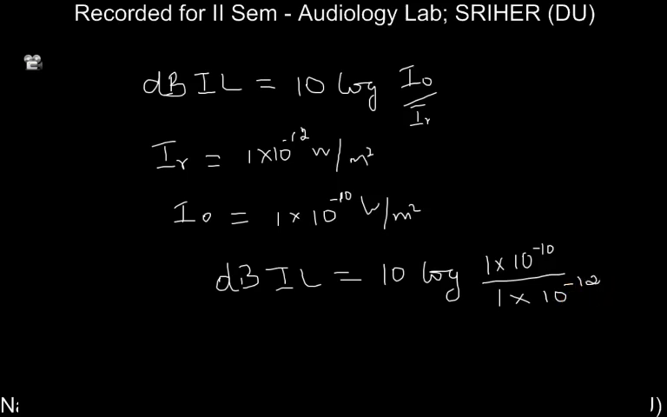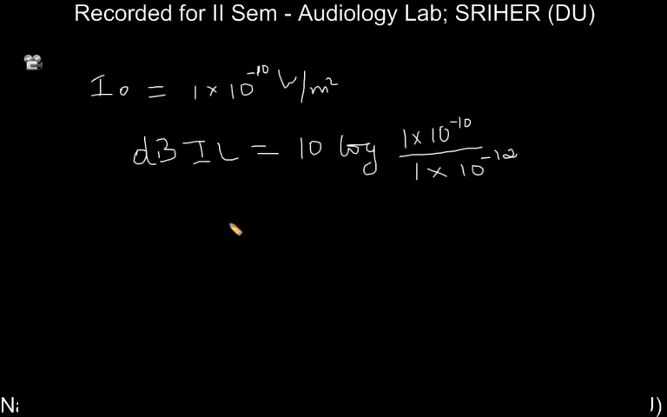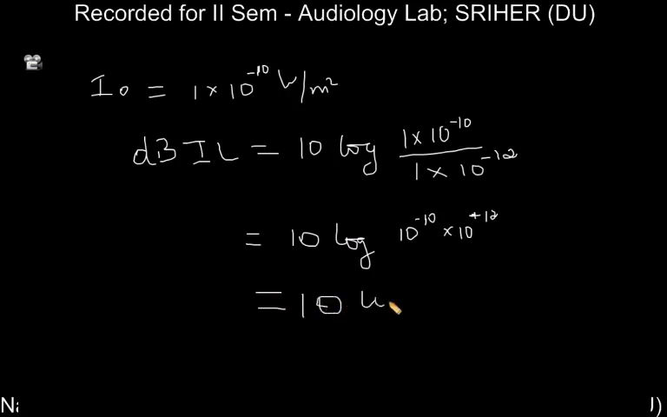So this equation will become 10 log 10 to the power minus 10 divided by 10 to the power minus 12. Whenever the denominator goes to the numerator, the sign on the exponential will be reversed. So the equation will become 10 log 10 to the power minus 10 multiplied by 10 to the power plus 12. So this makes the simplification easier. So minus 10 plus 12 will result in plus 2. So the equation becomes 10 log 10 to the power 2.